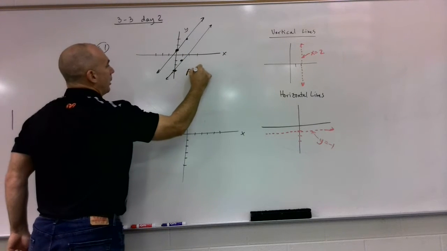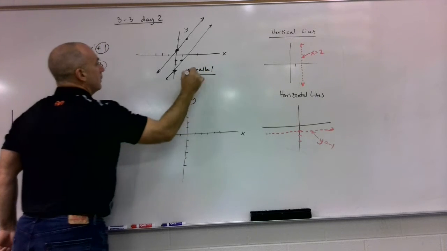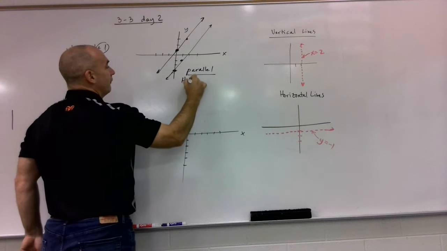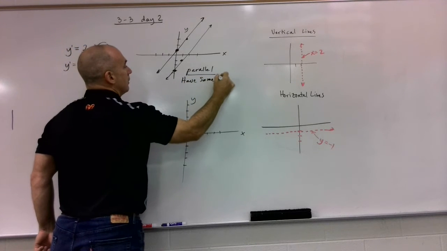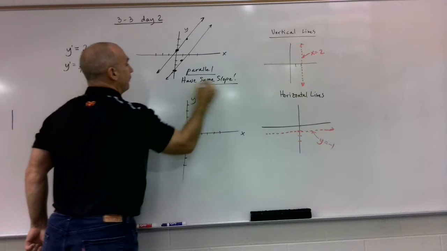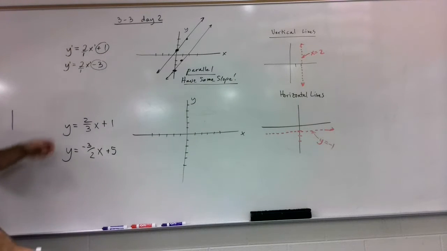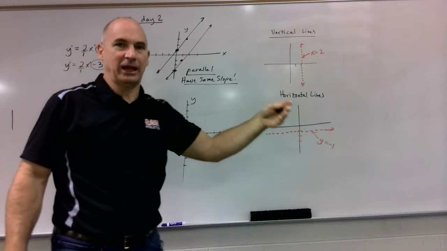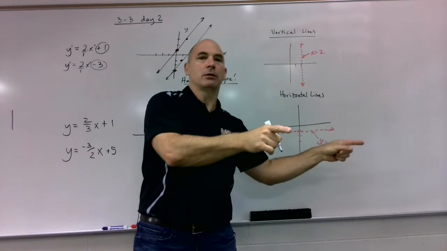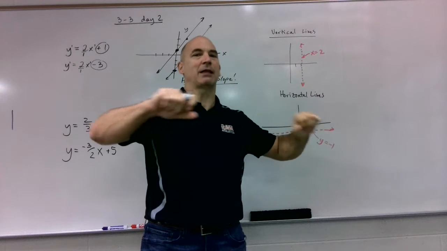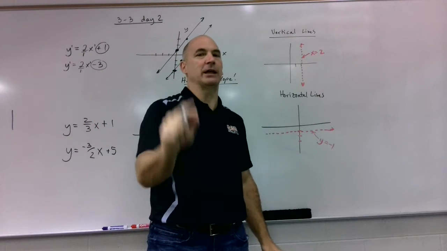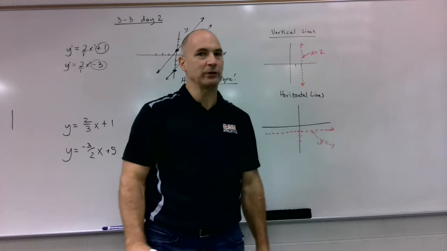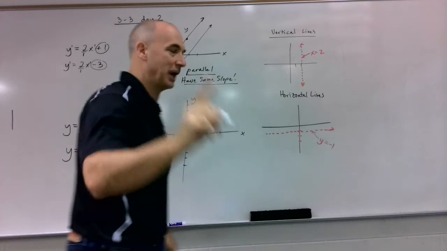These lines are parallel. What do we know about parallel lines from geometry? They have the same slope. So, if these problems just say two lines are parallel, you need to peel back that clue and go, I know what they're saying. They have the same slope. Keep that in mind as we go into this next packet lesson, okay?